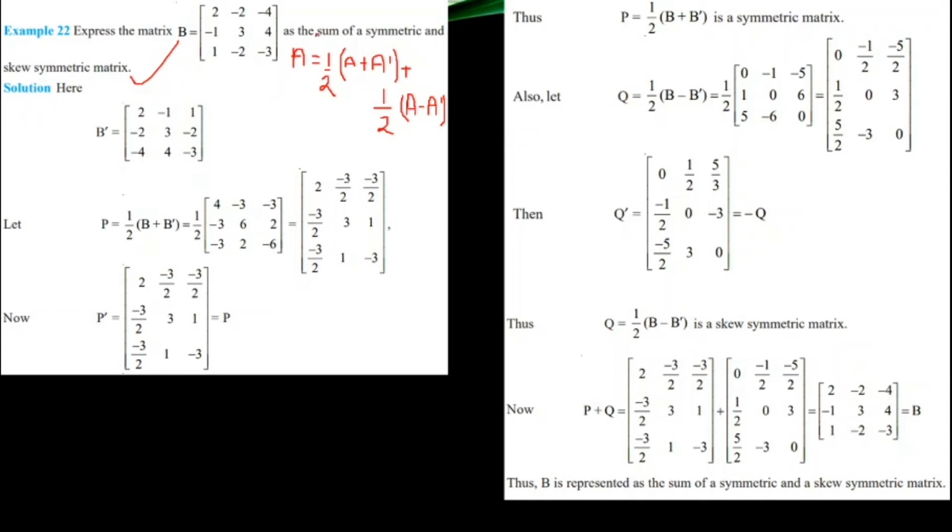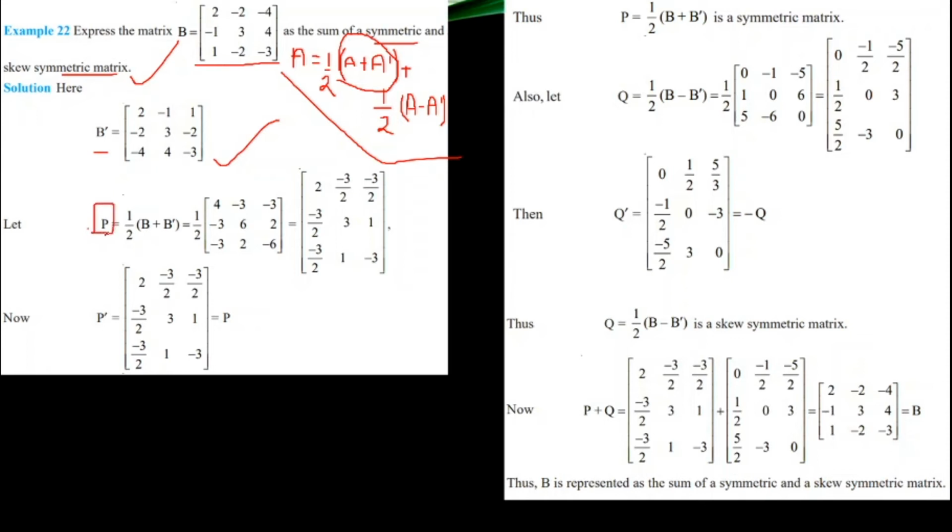So this matrix can be expressed as a sum of a symmetric and a skew symmetric matrix, right? From the theorem we already know this form. First we prove A plus A dash. Since here we have B, we'll first find B plus B dash. We find the transpose of B, which we got over here. Let us call it B dash.